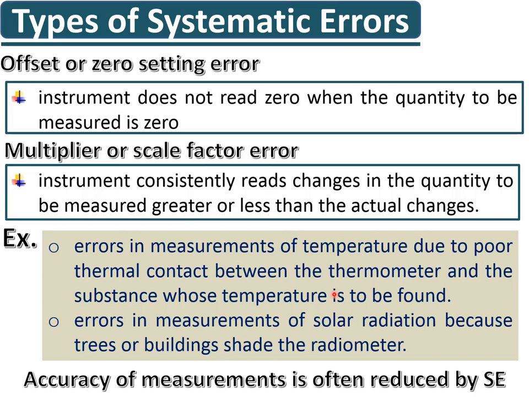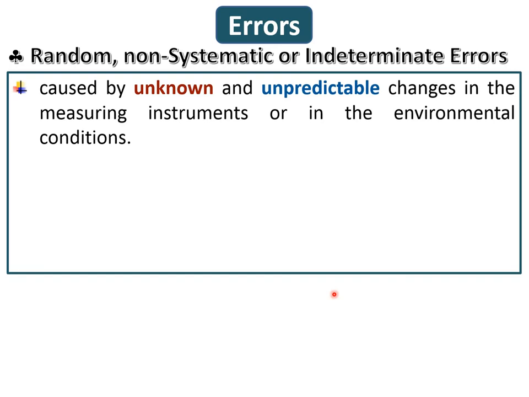The other type of errors is called random, non-systematic, or indeterminate errors. From the name of this type of error, this error is not systematic. You may not observe it every time of measurement. If you ask several persons to measure something, everyone may give different readings. One is more than the true value, and one is less than the true value, in all directions, in all magnitudes. So this is the opposite of the systematic error. This type of error is caused by unknown, unpredictable changes in the measurement or in the environmental conditions.